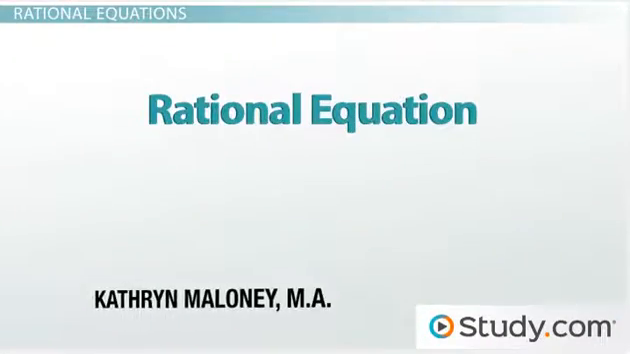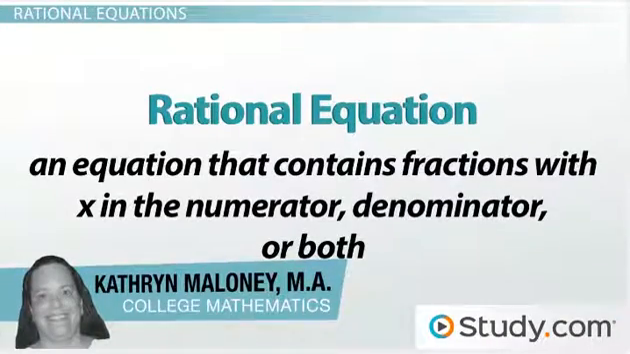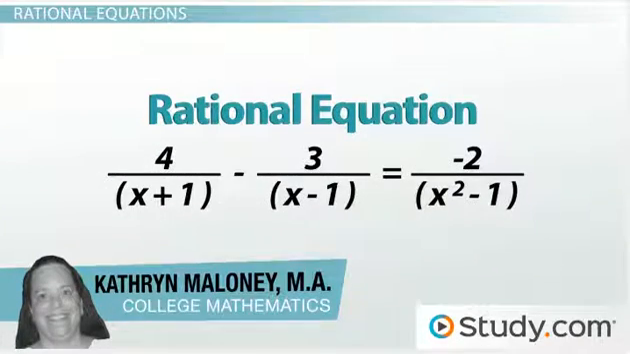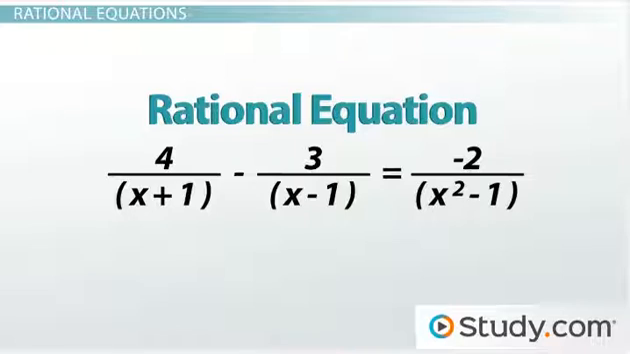A rational equation is an equation that contains fractions with x's in the numerator, denominator, or both. Here's an example of a rational equation. 4 over x plus 1 minus 3 over x minus 1 equals negative 2 over x squared minus 1.